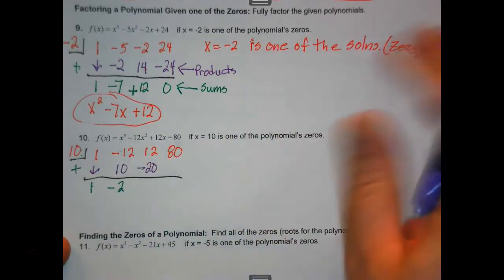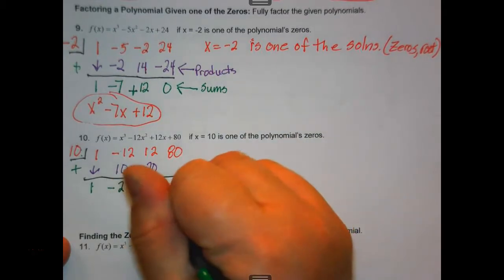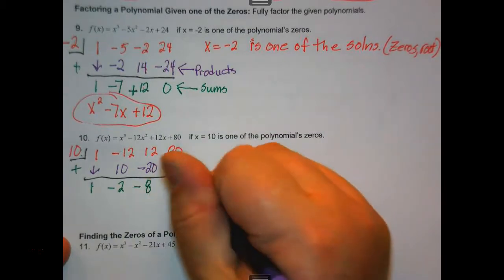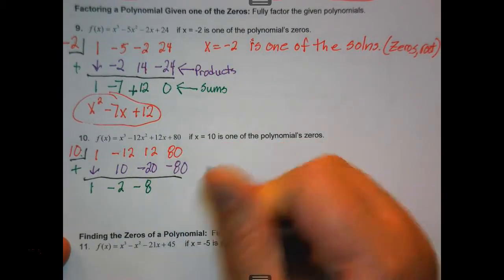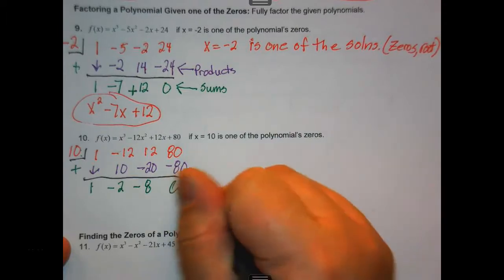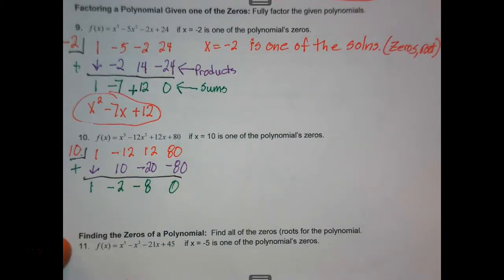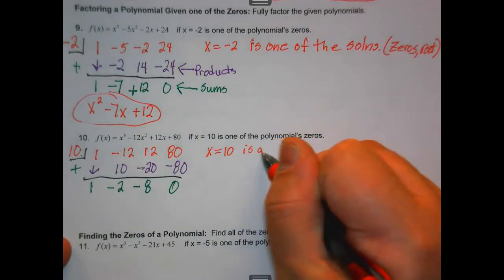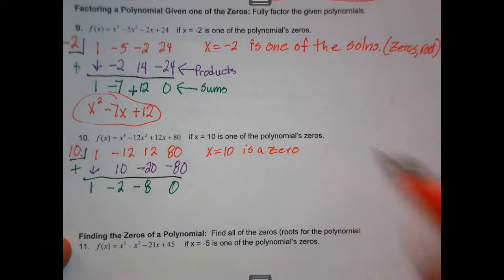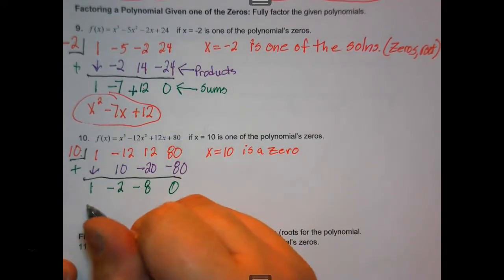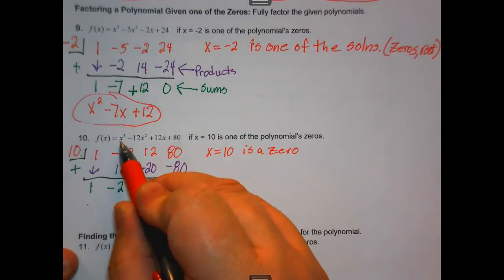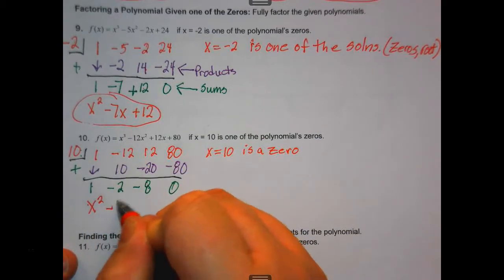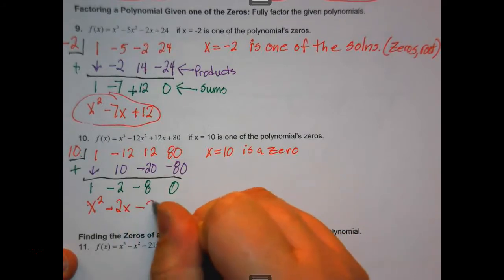12 plus -20. -8 times 10. 80 plus -80. So first of all, x equal 10 is a zero, or solution, or root. Let's see, my answer: x squared minus 2x minus 8.